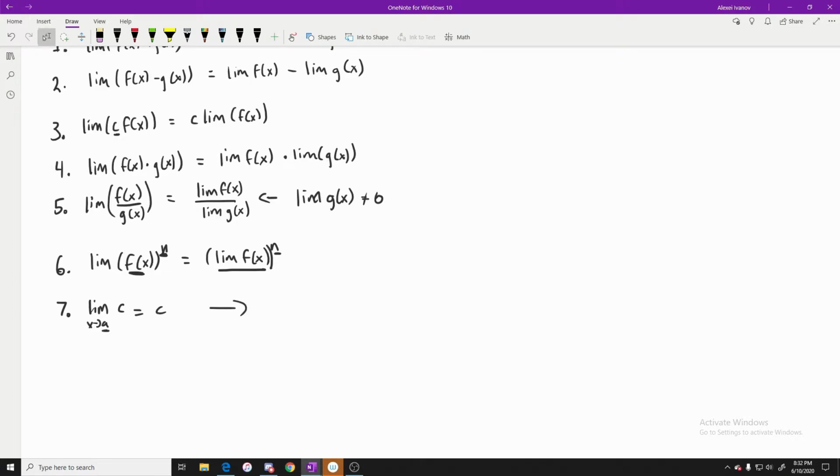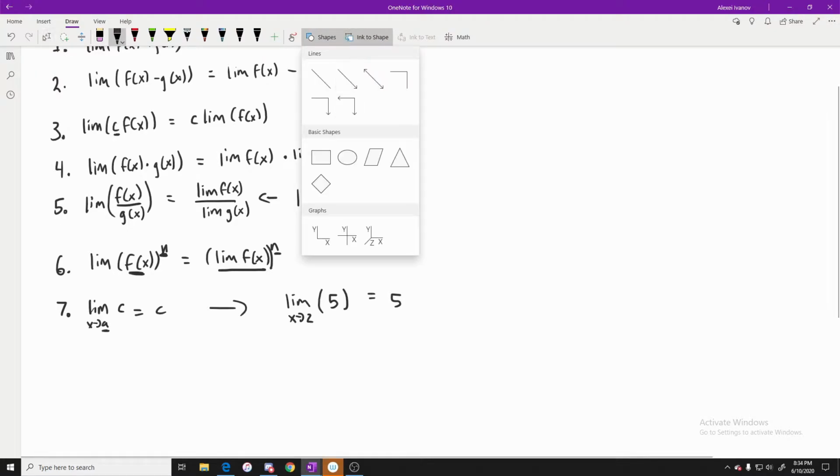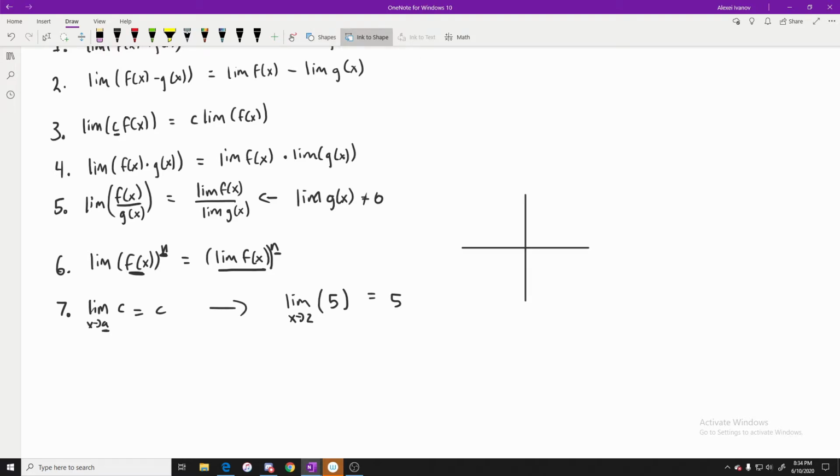So for example, if we have the limit as x approaches 2 of, let's say, the constant 5, this will always equal 5. Because if we think about it graphically, this is just a graph like this, and we're saying, okay, well, we have this function right here which is just 5, and let's say 5 is somewhere up here.